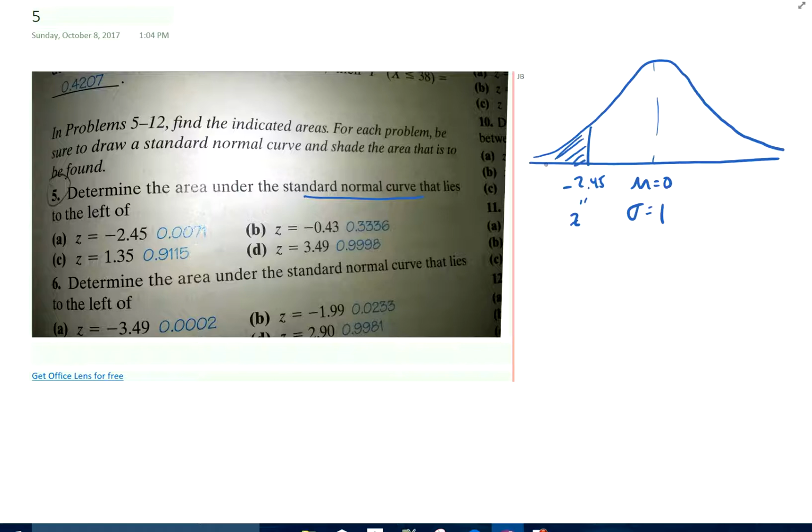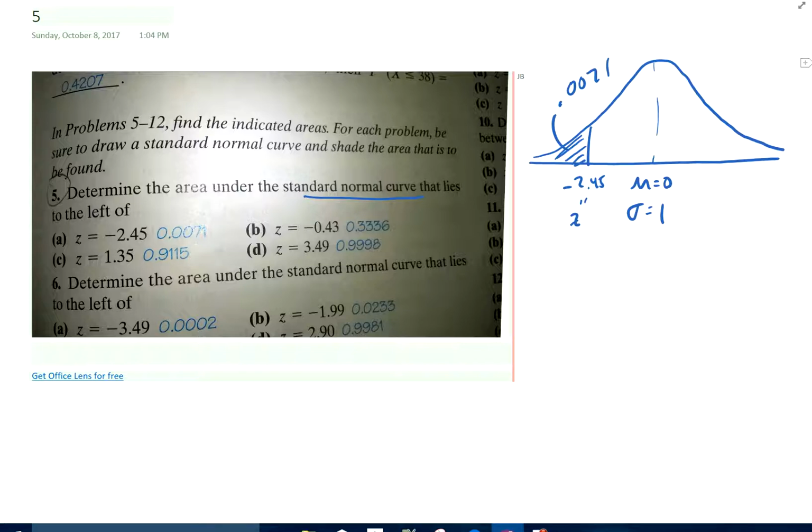So basically we are looking at the table to see. So I'm going to take a look at that, and you guys have yours as well. So if I look at negative 2.45, I get this area is 0.0071. Okay, so that'd be 0.71%.